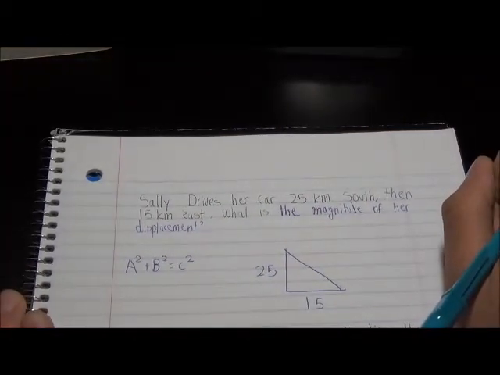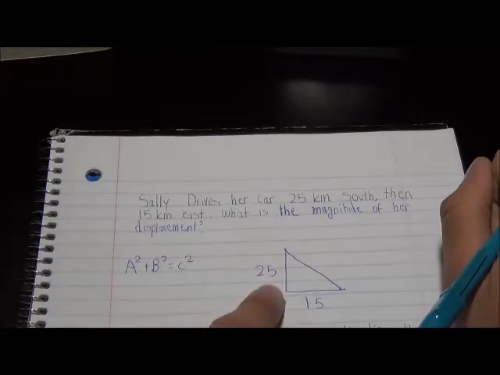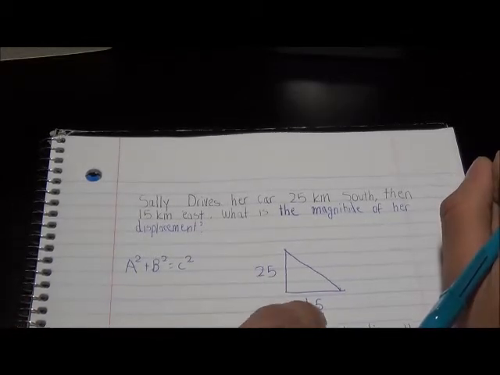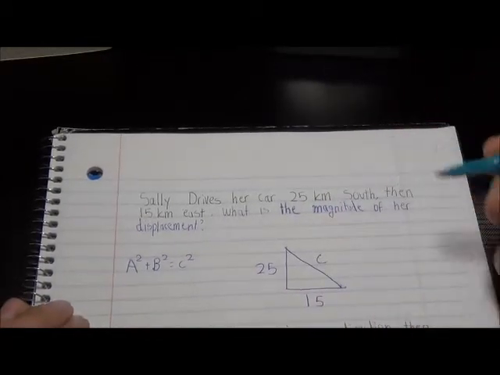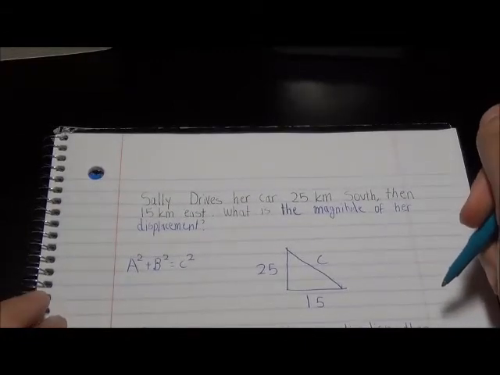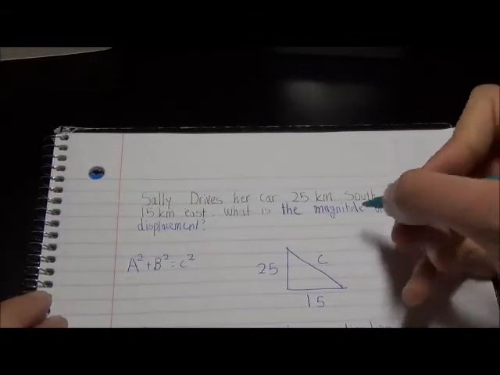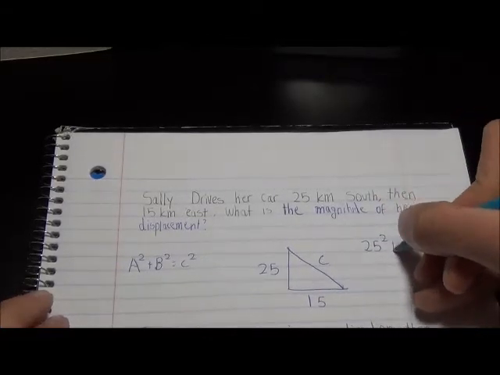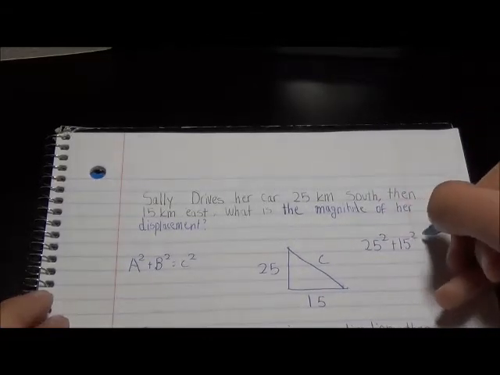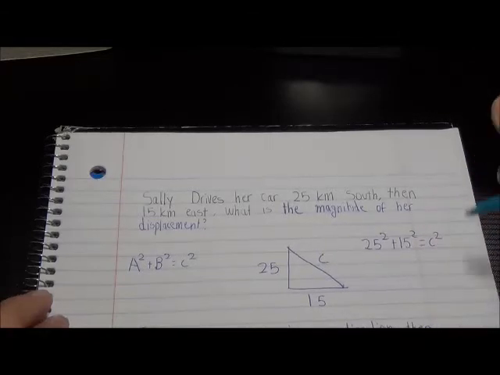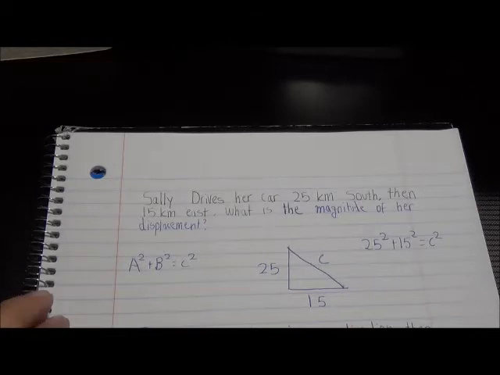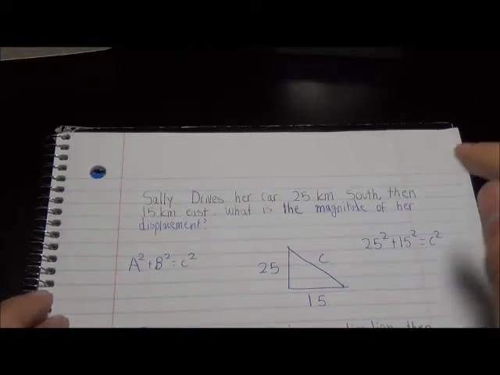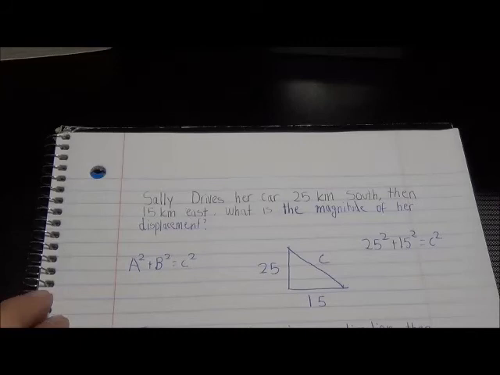Okay, so here I have a and I also have b. Now what I need to find is c. So that means I would do 25 squared plus 15 squared equals c squared. Okay, so 25 squared, that'd be 25 times 25 plus 15 times 15 equals c squared.